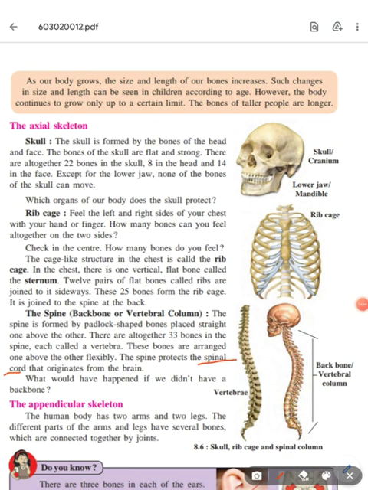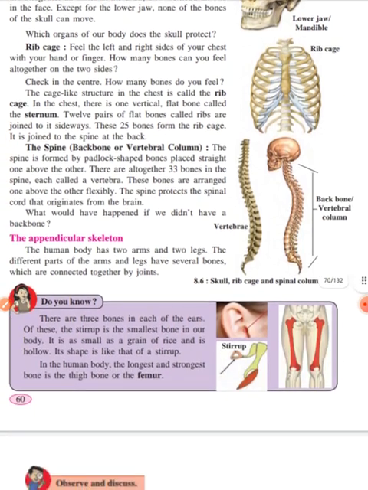Spinal cord. What would happen if we didn't have a backbone? You have to think and give an answer.